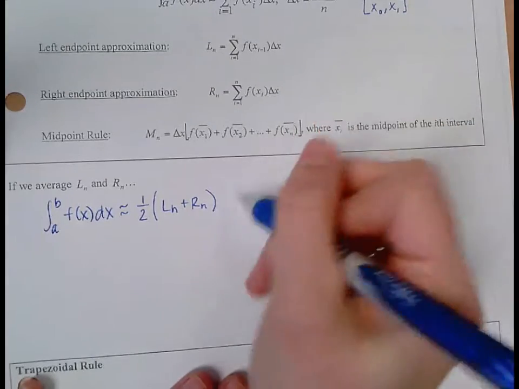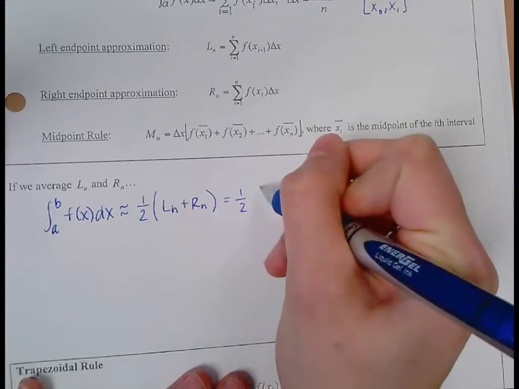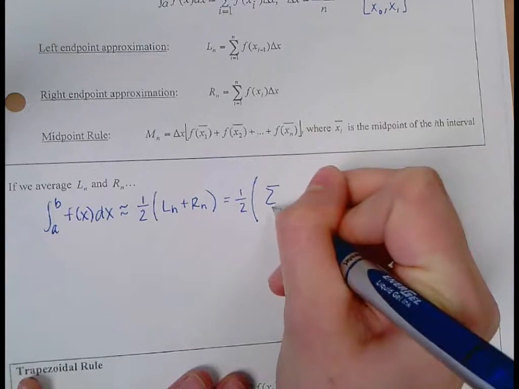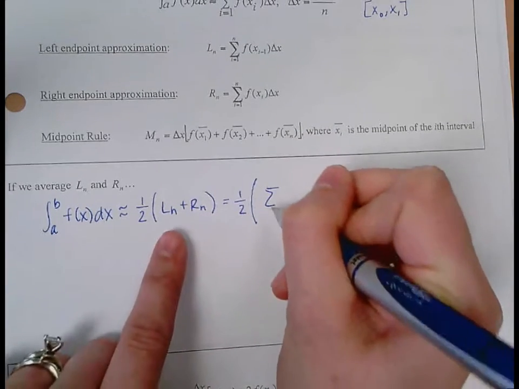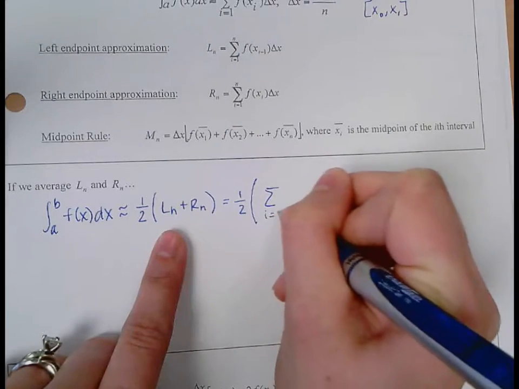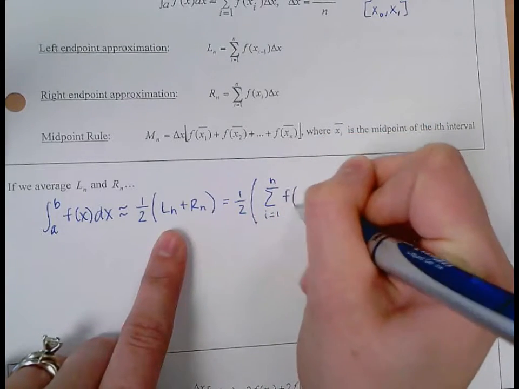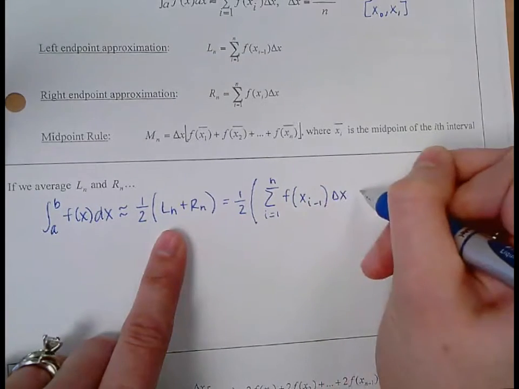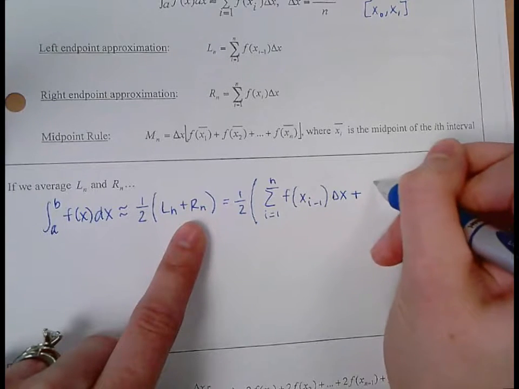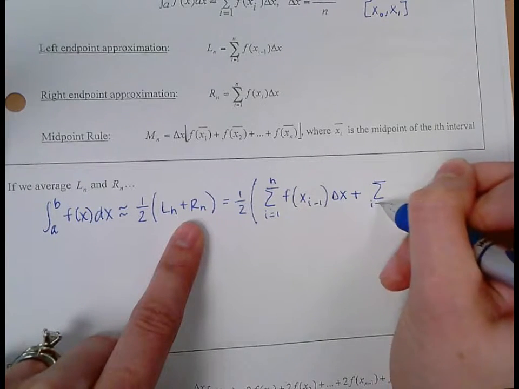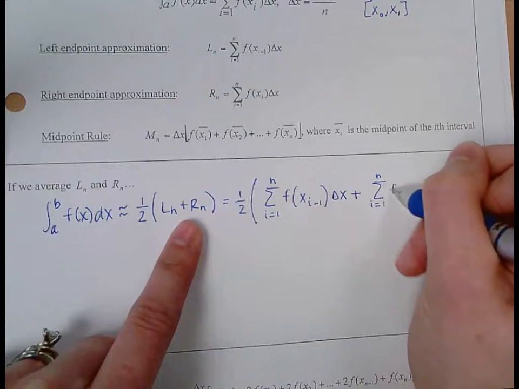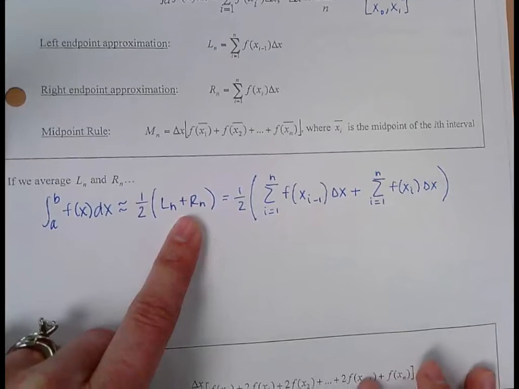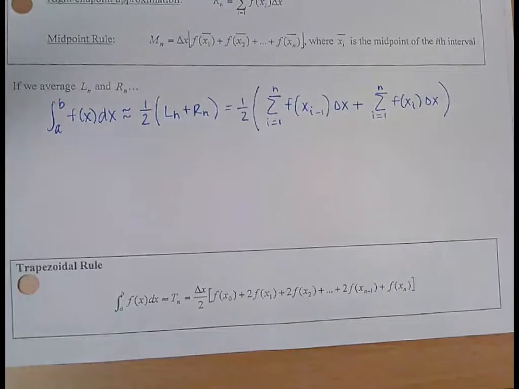But I'm going to substitute these both in. So we'd have 1/2 times, and then this just takes a little bit to write. So the left endpoint would be the sum from i equals 1 to n of f of x sub i minus 1 times delta x, plus the right. Okay, so just filling those in.